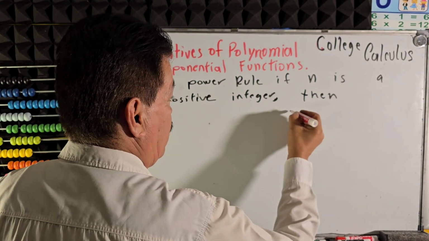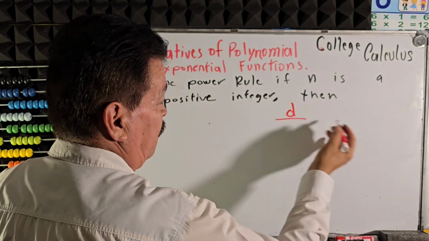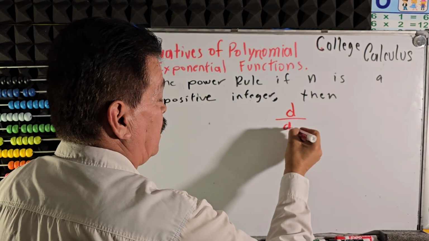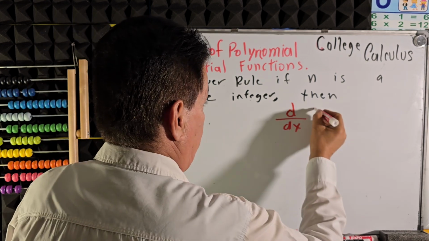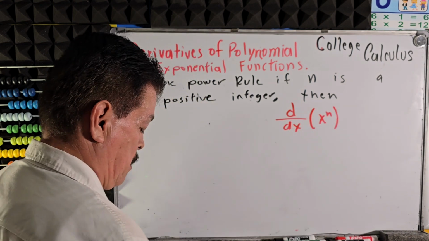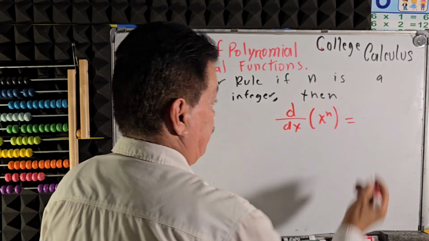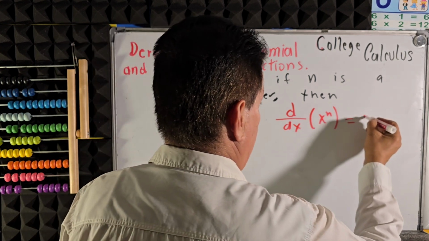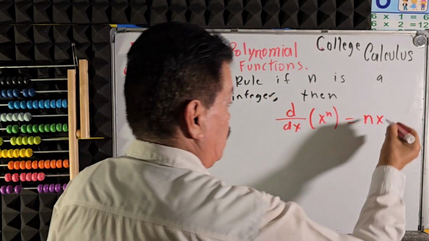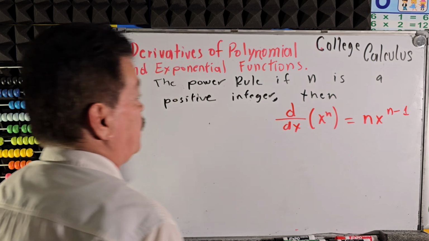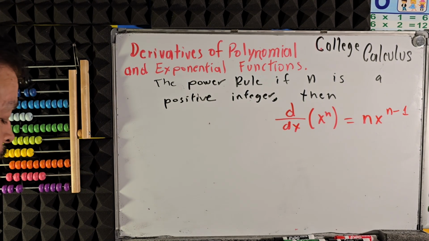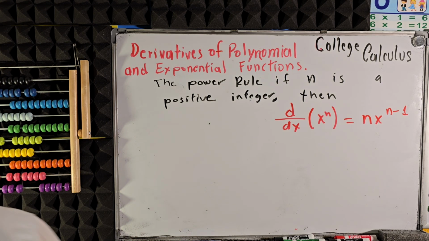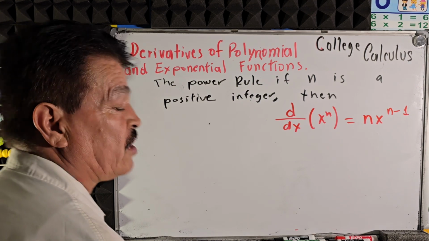The formula will be equal to the differential divided by differential x, or d divided by dx, of x to the n power, and that will be equal to n x to the n minus 1. That's another rule. So with this, let me give you some examples.